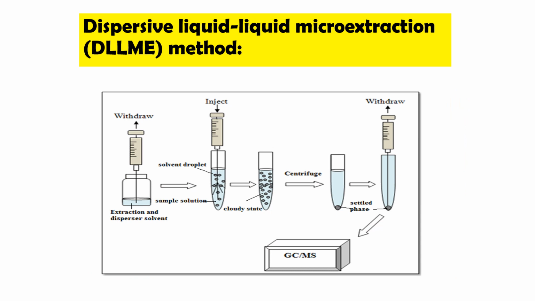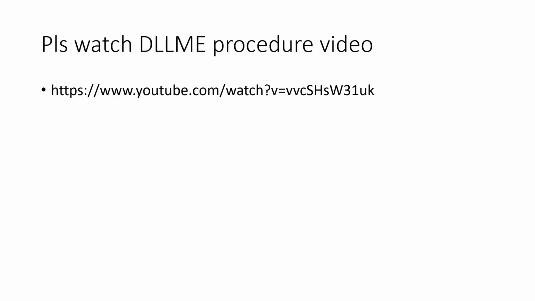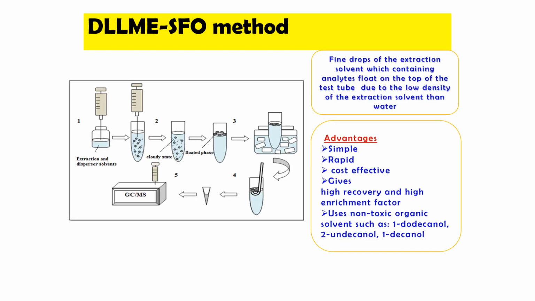Okay, so again, this is the schematic diagram. You see the droplets over here, we call it the cloudy state. Then you centrifuge, and you get the settled phase over here. So everything is at the bottom. Please watch the DLLME procedure video. I will give you the link after this, and you can see in that video the operator doing the experiment in DLLME.